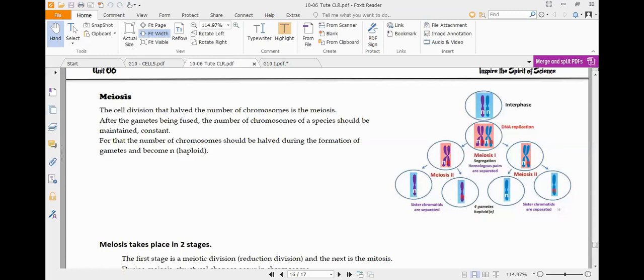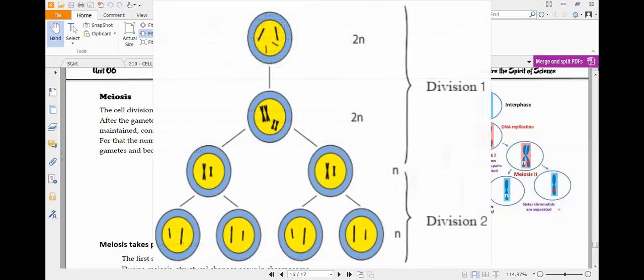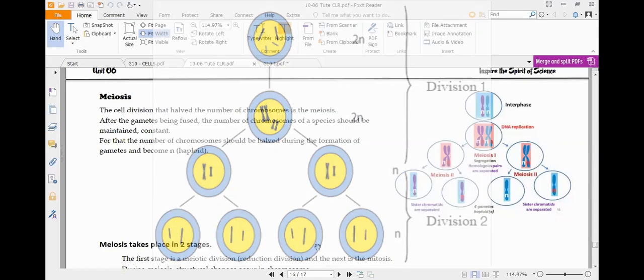For that, the number of chromosomes should be halved during the formation of gametes and become n. So you see now, during the formation of gamete cells, 46 becomes 23 in each egg and sperm cell. After fertilization, 23 plus 23 become 46. And again, from generation to generation, that is how it goes on. Below is the space for you to draw the diagram of meiosis.